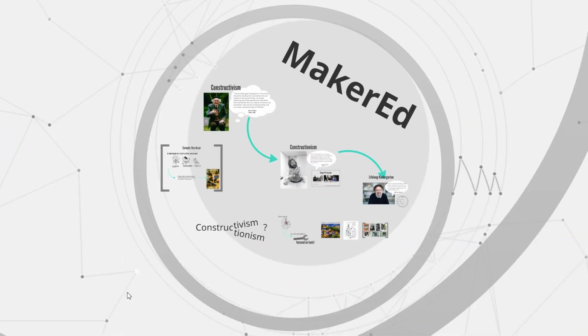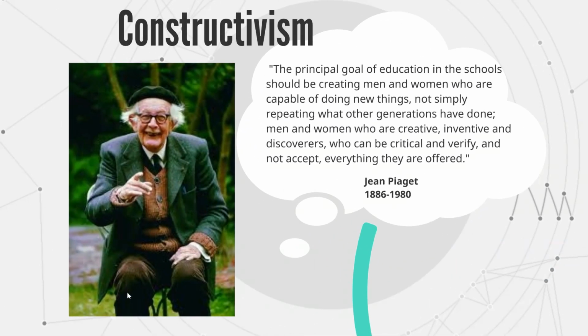And now we're going to start to talk about maker education, how a lot of philosophers and thinkers have tried to approach this challenge. And we start with the constructivism from Jean Piaget. Jean Piaget thought that the principal goal of education in the schools is creating men and women who are capable of doing new things, not only repeating what others have done. Men and women who are creative, inventive, and discoverers, who can be critical, verify, and not accept everything they are offered.